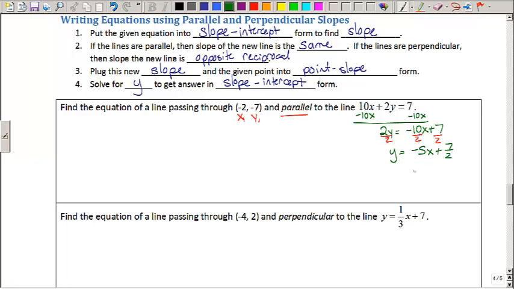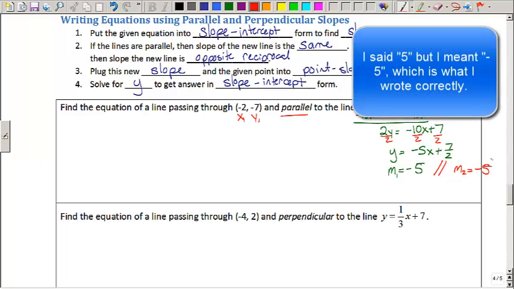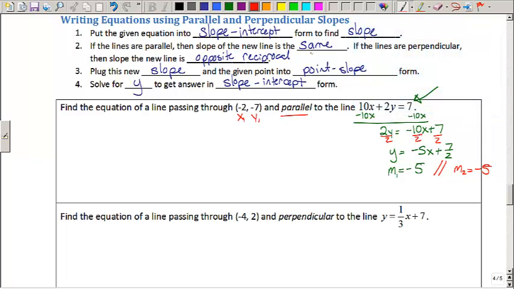From this equation, can you tell me what the slope is? Well, sure, my slope is -5 of the given equation 10x plus 2y equals 7. But that's not what I really care about. What I'd like to know is what is the parallel, and when you have two lines slashed like that, that is a shorthand for parallel. So what is the parallel slope? My parallel slope will also then be -5, because if the lines are parallel, then the slope of the new line is the same. So now I have a slope of -5.